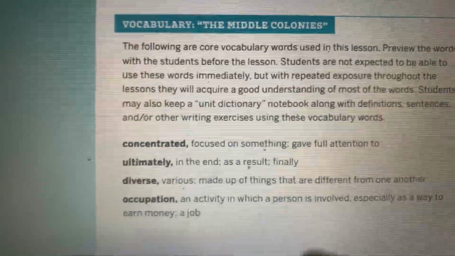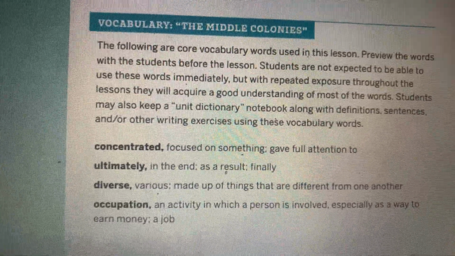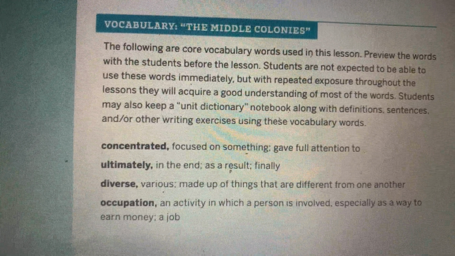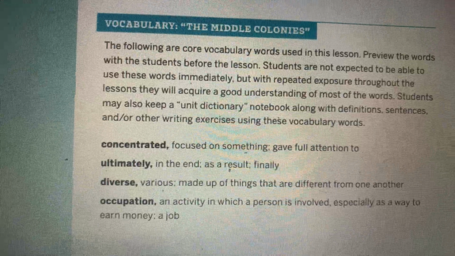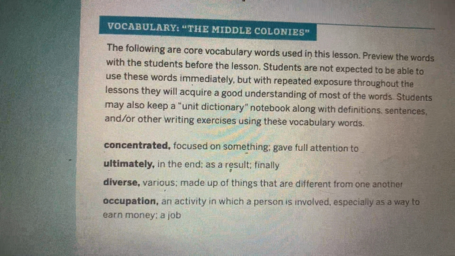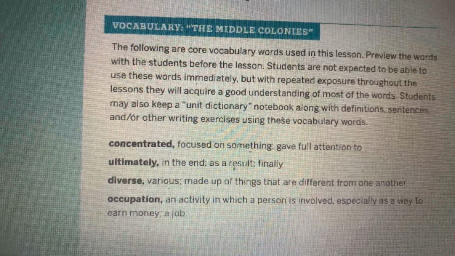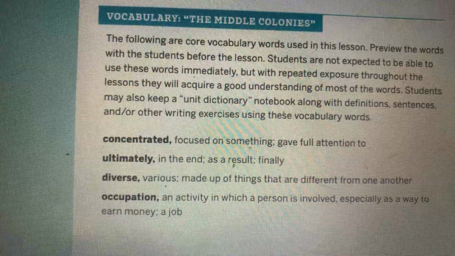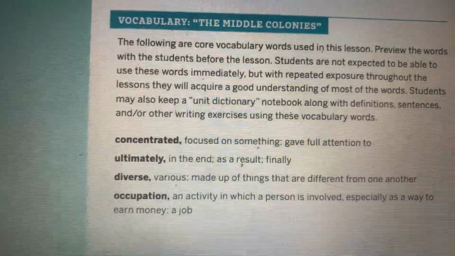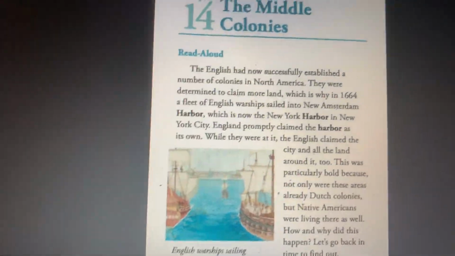Let's take a peek at our vocabulary words. Concentrated means focused on something, gave full attention to. Ultimately: in the end, as a result, finally. Diverse means various, made up of things that are different from one another. Occupation: that's an activity in which a person is involved, especially as a way to earn money, such as a job.